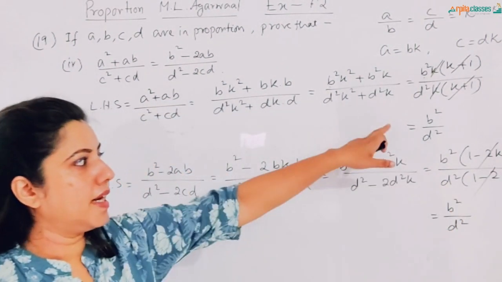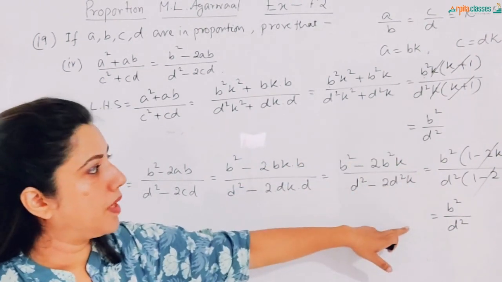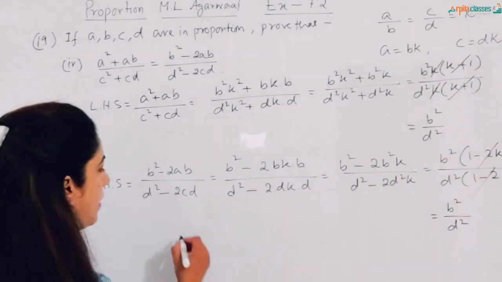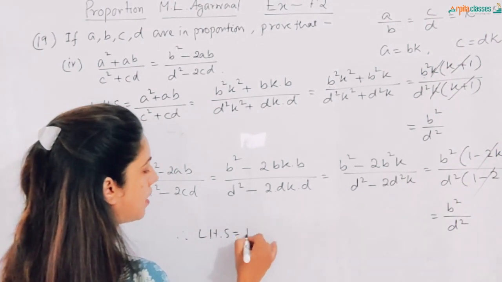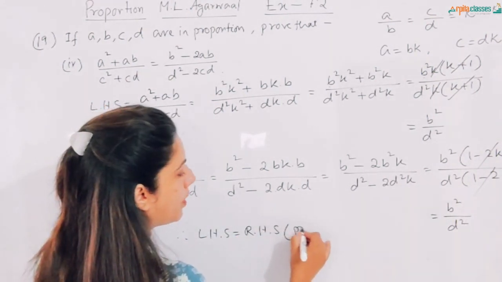So if you look at the right hand side and left hand side, we again get the same thing, b square upon d square, b square upon d square. So we can write, therefore left hand side is equal to the right hand side, proved.